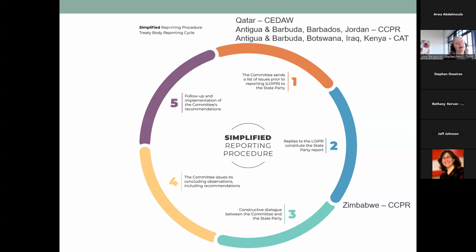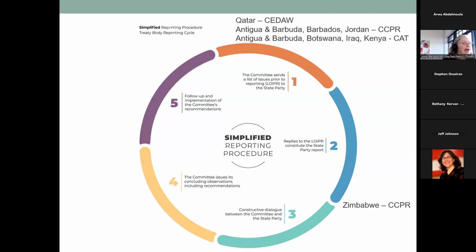And then the government submits written replies. And those written replies constitute or are a substitute for the state party report. So it basically skips that initial state party report step in the procedure. And for the teams working on Antigua and Barbuda, Barbados, and Jordan for the Human Rights Committee, and on Antigua and Barbuda, Botswana, Iraq, and Kenya for the Committee Against Torture, this is where we are.